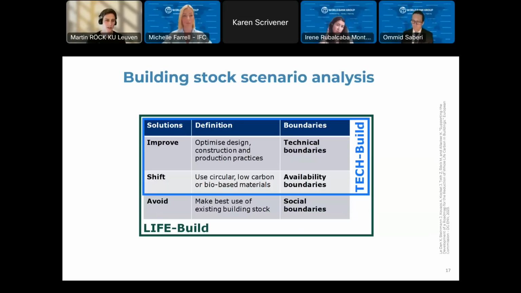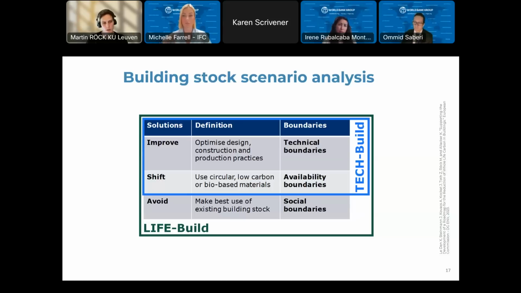And as I said, we looked at this not just for the baseline year 2020, but we looked at projections until 2050. And we investigated three main carbon reduction strategies or solutions, which we grouped into aspects related to improving the system, so optimizing building design, optimizing construction practices and material production, which mostly faces technical boundaries. Then we looked at strategies relating to shift. So for example, the use of timber instead of concrete, as we heard before, or of other low carbon or bio-based materials, where we mostly face availability boundaries. So there are also issues with scaling.